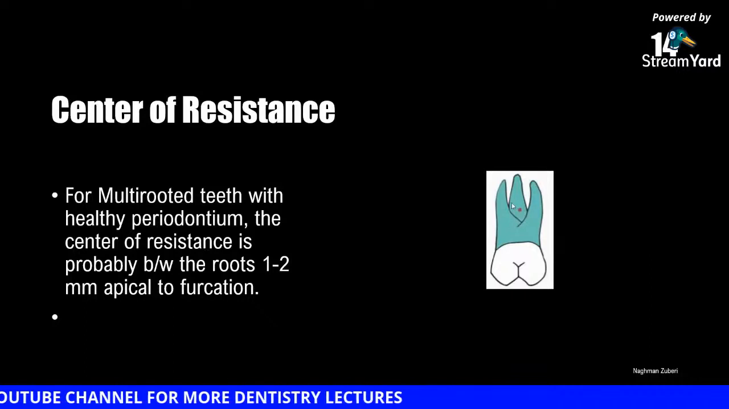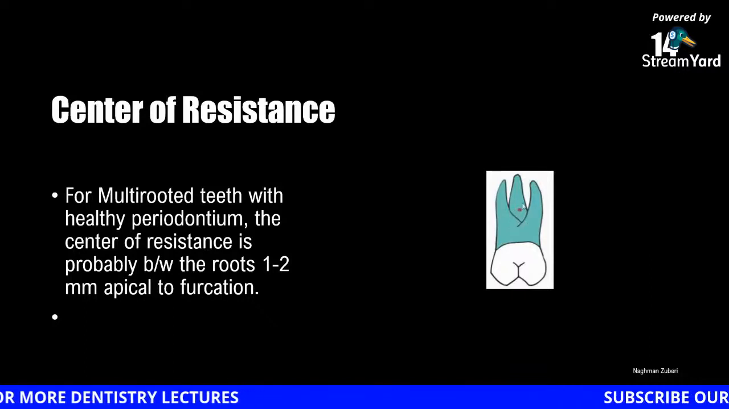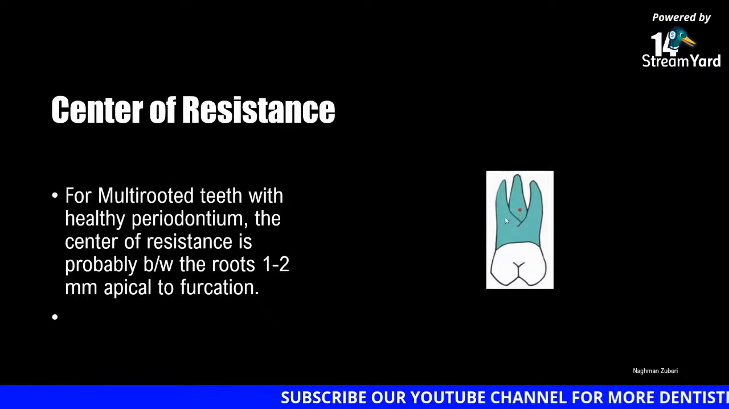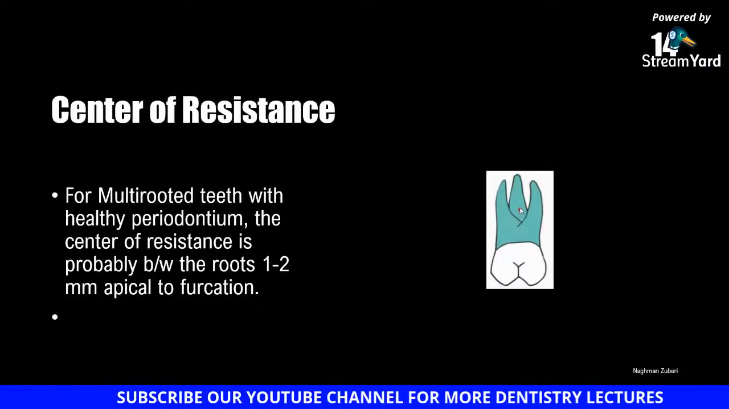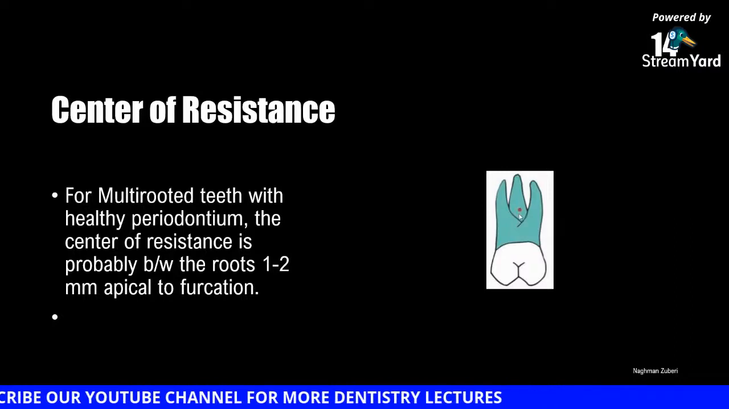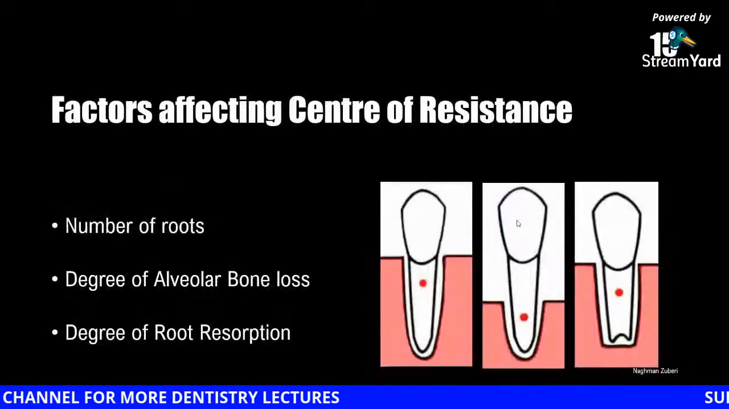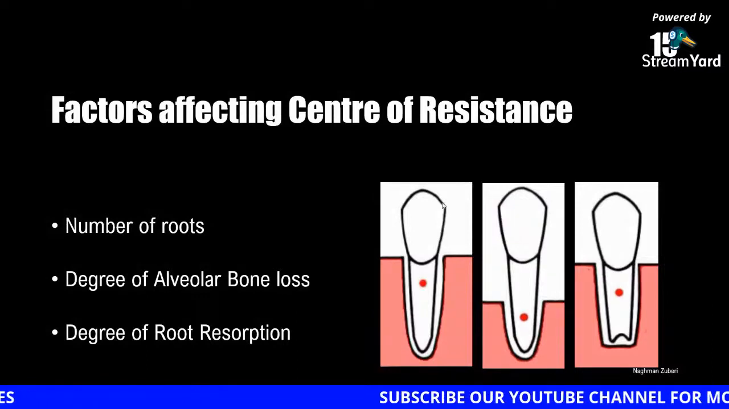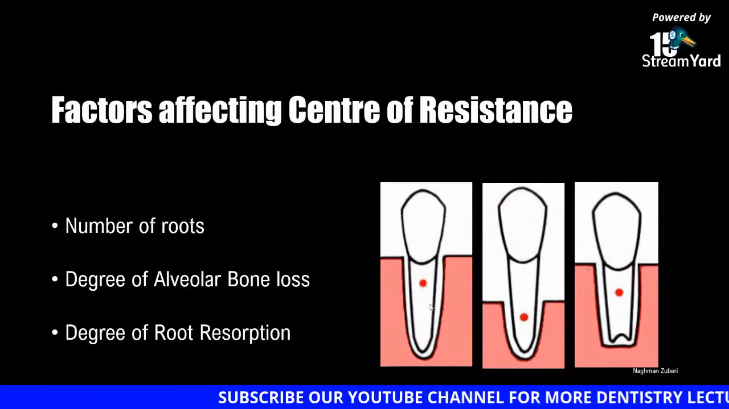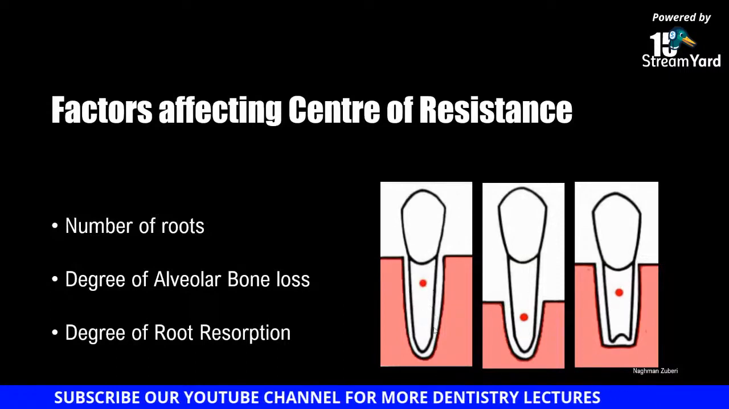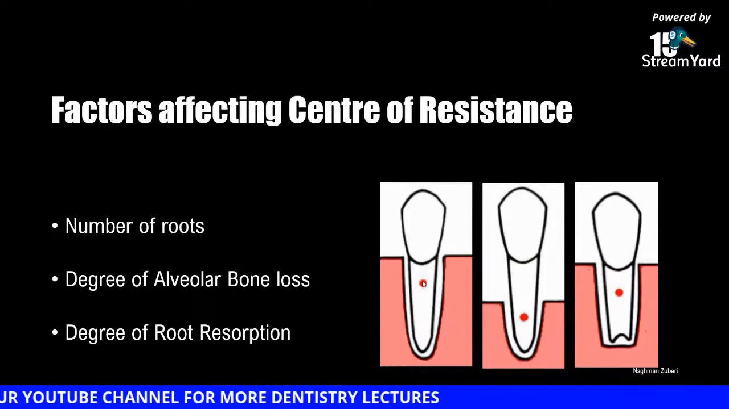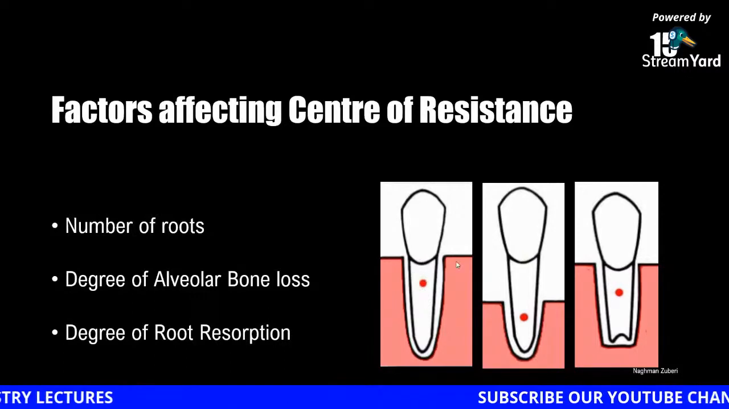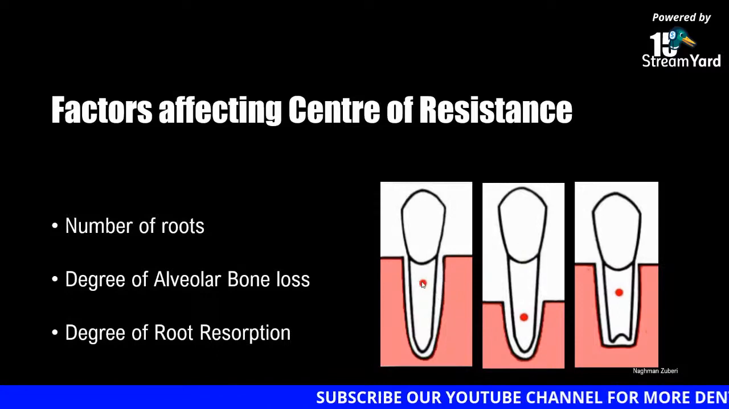Some of the authors say that it is at the furcation area, and other authors say that it is slightly apical to the furcation area. There are certain factors which affect the center of resistance, like how many roots are present. As I told you, when it is a single-rooted tooth, it will be along the long axis of the tooth on the root, apical to the crest of the ridge.